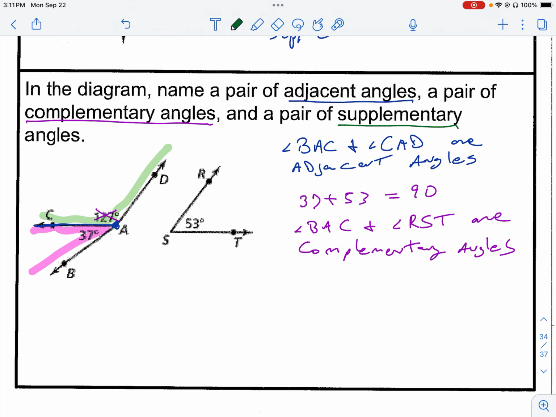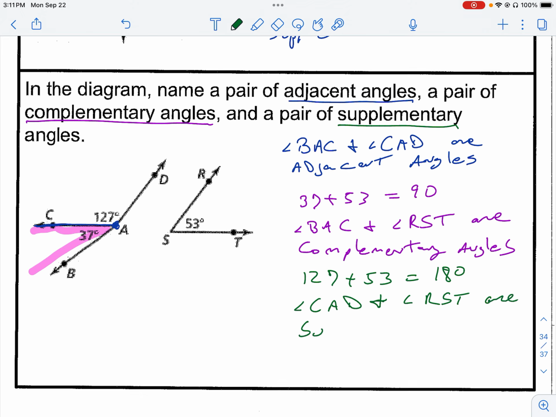And the last one we've got to find is our supplementary angles. Well, to get to 180, we're going to need our 127. And 7 plus 7 is 14, so looks like we're going to have 127 plus 53 equals 180. Yes, indeed. So angle CAD and angle RST are supplementary angles. Once again, by keeping it simple, we get to where we're going.